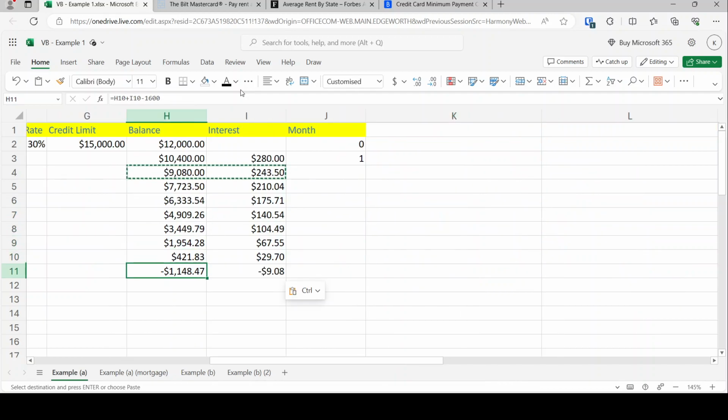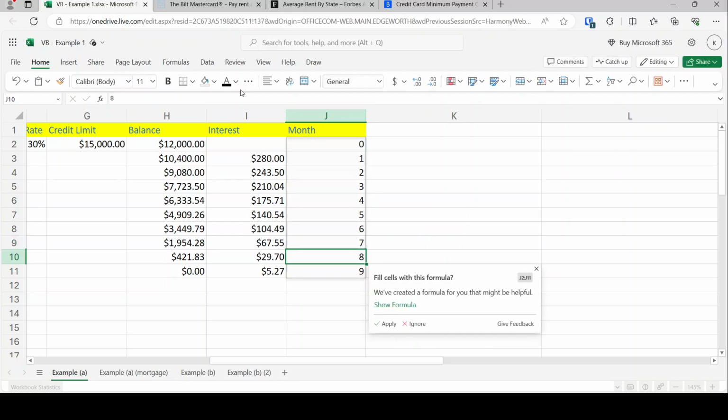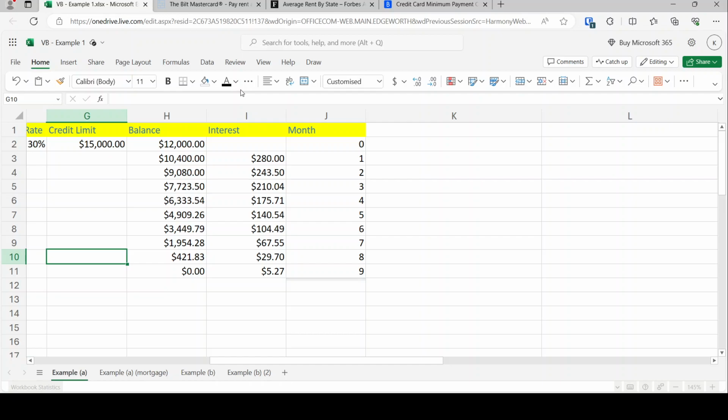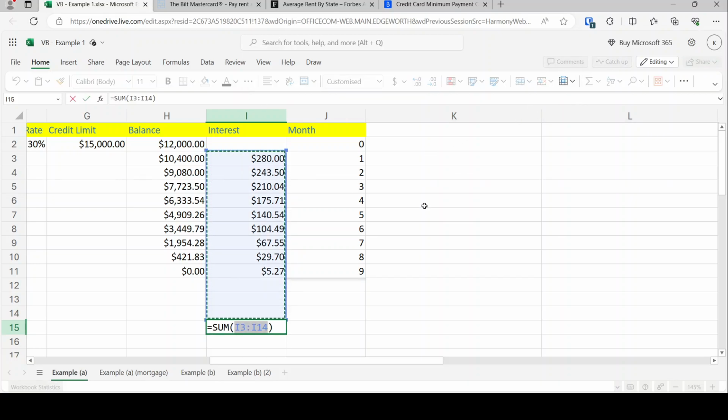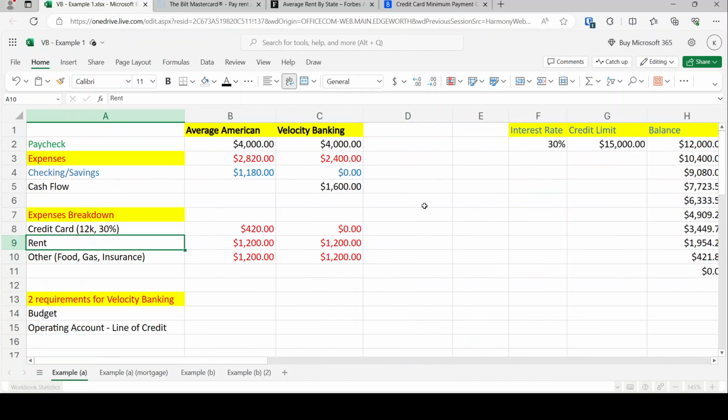Whenever it's negative, you just replace it with zero manually. And let's see how long it took us. 2, 3, 4, 5, 6, 7, 8, 9. So it took us about 9 months to pay off the debt, right? And if we sum this up, how much do we pay in estimated interest? About 1,200. It only took us 9 months to pay off $12,000 of debt, right?